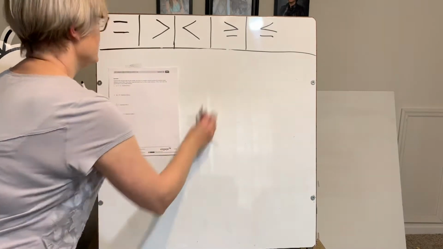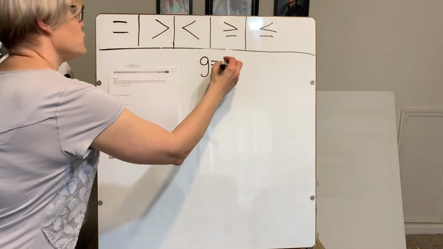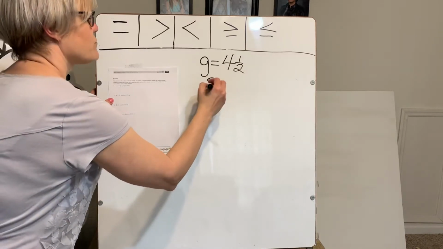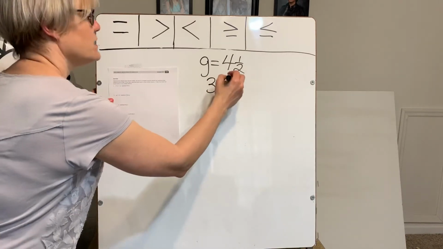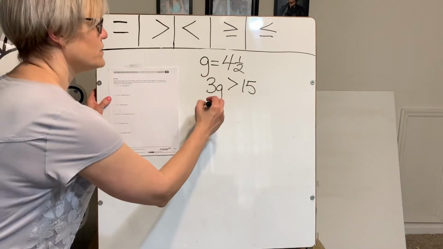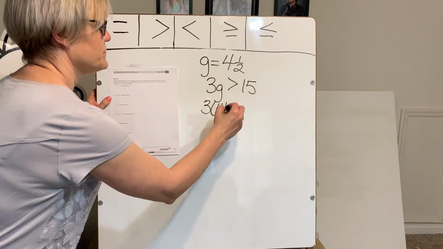All right, so number 2. So this time I've got g, and g is going to equal 4.5. So I've got 3g is greater than 15. All right, so I'm going to put 4.5 in the place of g, and I know I'm multiplying.